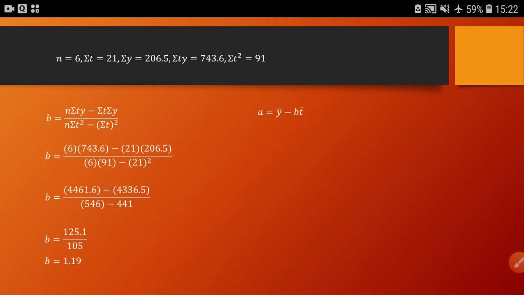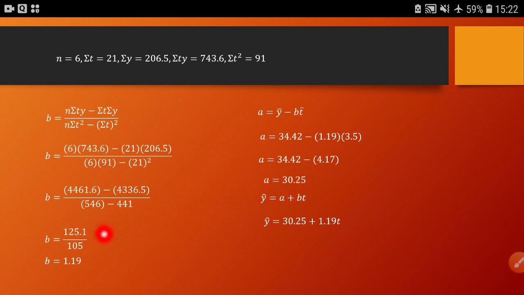A is equal to y bar minus B t bar. A is equal to 34.42 minus 1.19 into 3.5. Now, what is this 3.5 into 1.19? It's 34.42 minus 4.17. It's 30.25. Now y cap is equal to A plus B into T. Yes, this is A, 30.25, and this is B. Okay, 1.19.